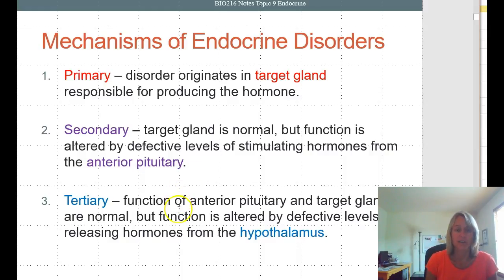And then tertiary is where the function of the anterior pituitary and the target gland are normal, but the function is altered by defective levels of releasing hormones from the hypothalamus. So using the thyroid gland as an example, the thyroid gland is normal, the anterior pituitary is normal, but the hypothalamus is secreting, say, too much or too little thyroid releasing hormone, which then is acting on the anterior pituitary to cause it to release too much or too little TSH, which is then acting on the thyroid gland to produce too much or too little thyroid hormone.